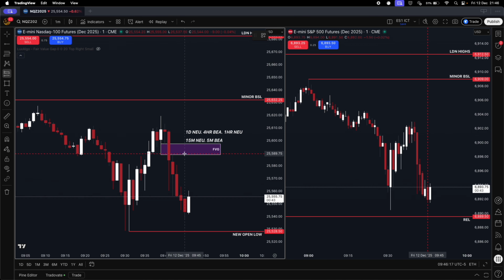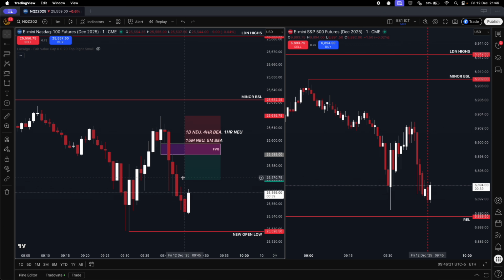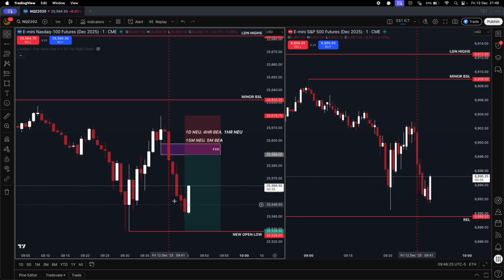Alright, cool. So as of now, we're looking for a short stop at the high, 30 handle stop. First 1 minute low is the New York Open low. Let's see if we get an entry here.